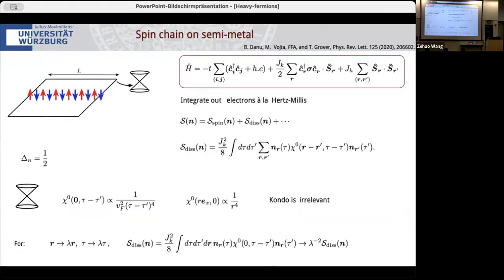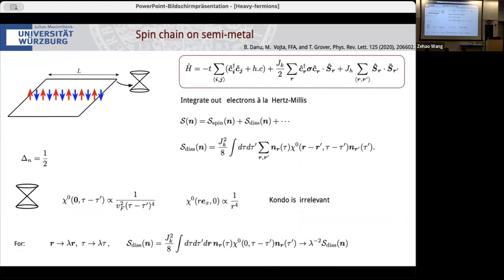I don't have it off the top of my head for a quadratic band touching. How does chi decay as a function of imaginary time? Is it 1 over tau to the fourth or 1 over tau to the squared? That's the question. If you have a quadratic band touching, I don't know. That's a hard question. I don't know, and I'll tell you why I don't know.